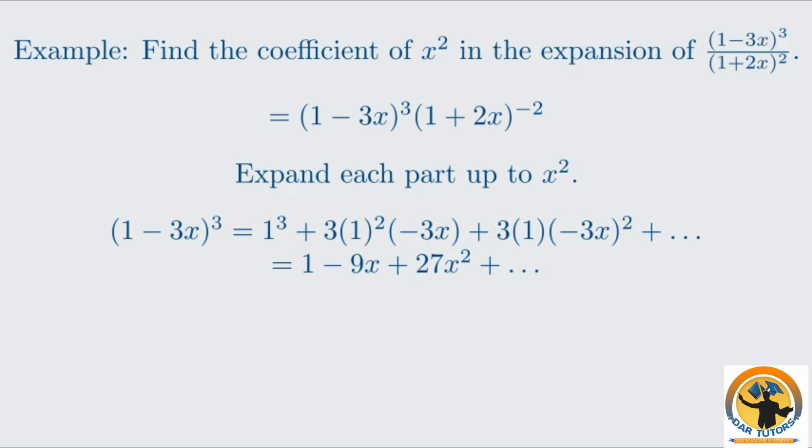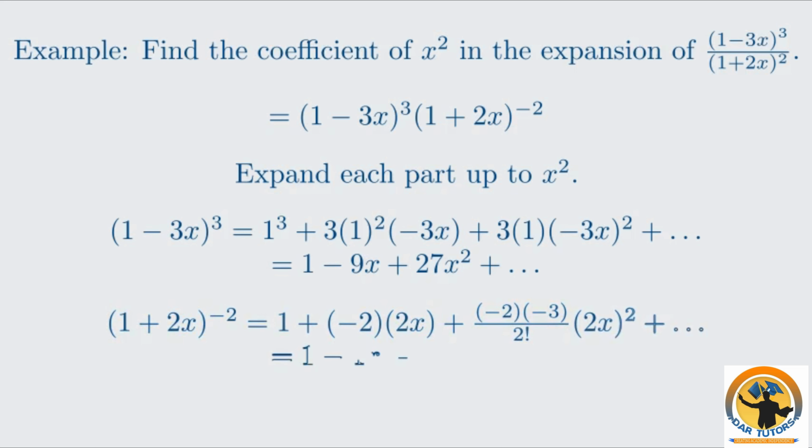For the second part, (1 + 2x) to the power of negative 2, we use the rational power formula. The expansion is 1 plus n times x plus n(n-1) over 2 factorial times x squared plus higher order terms.